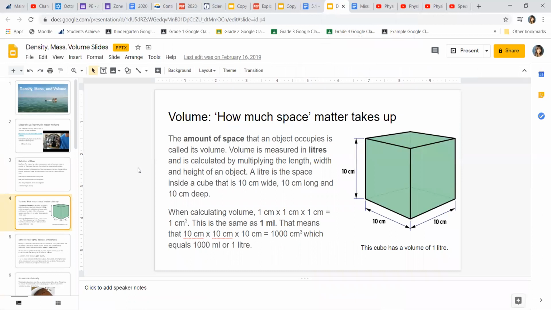So taking a look here, volume, that's how much space matter takes up. So that's going to be measured typically in liters. It's calculated by multiplying the length, width, and height of an object. A liter is a space inside a cube that is 10 centimeters wide, 10 centimeters long, and 10 centimeters deep, because if you multiply them by each other, that equals 1,000 centimeters cubed, and that is the same as 1,000 milliliters, or 1 liter. So this cube would have a volume of 1 liter.